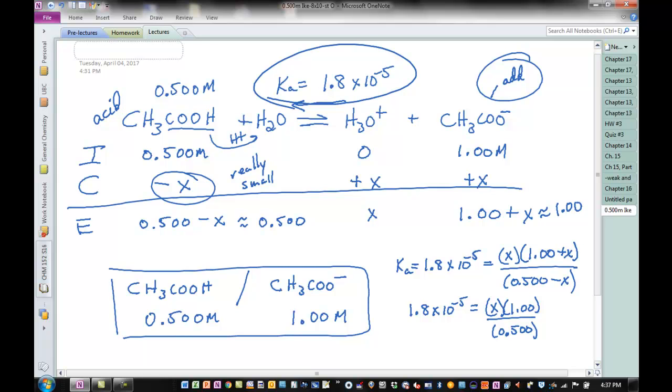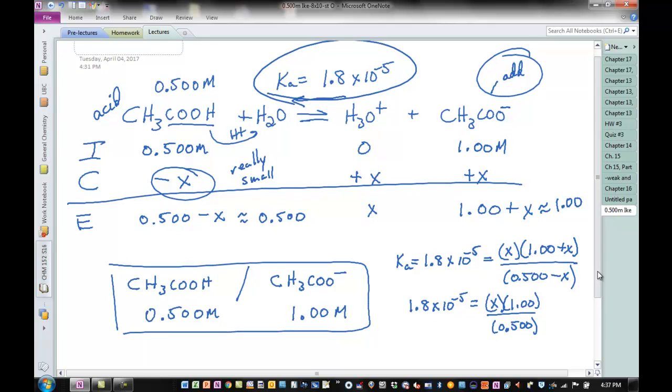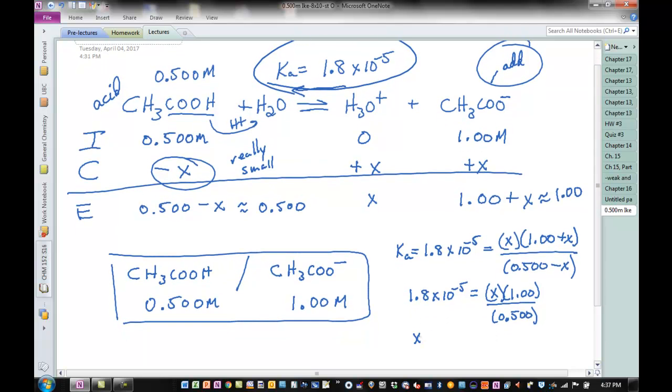Let me grab my calculator. Okay, so cross multiply. That just gives us 9 times 10 to the negative 6th, right? Yes, okay. So our x is just 9 times 10 to the negative 6th molar. And what does that equal? Hydronium.